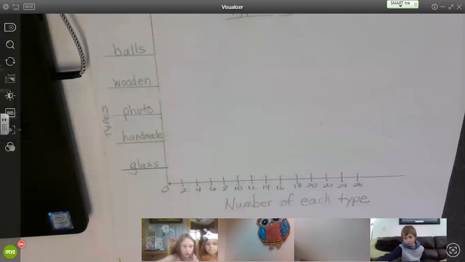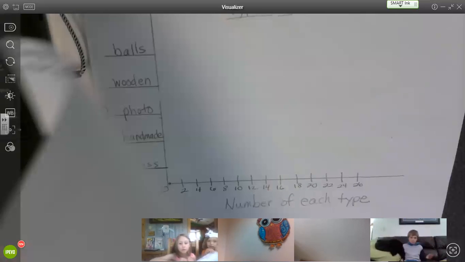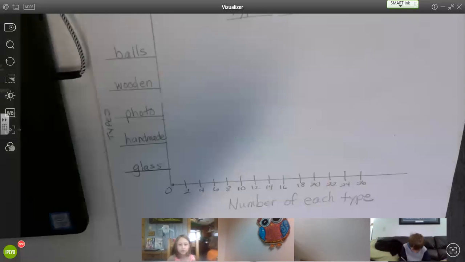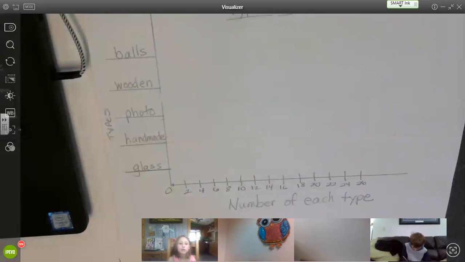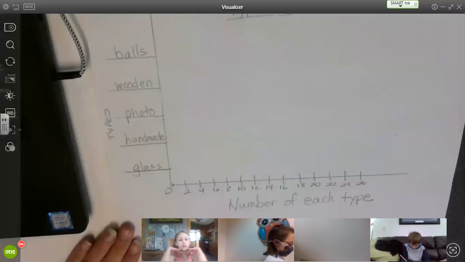Remember, I'm making a bar graph. It's not vertical, it's horizontal. What would I do next? You would put the color up to the number that there is.